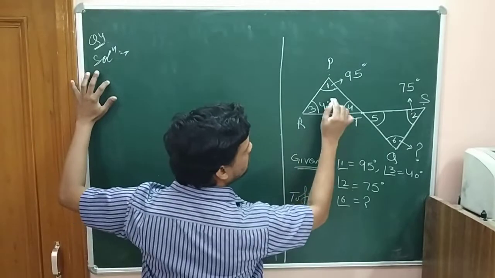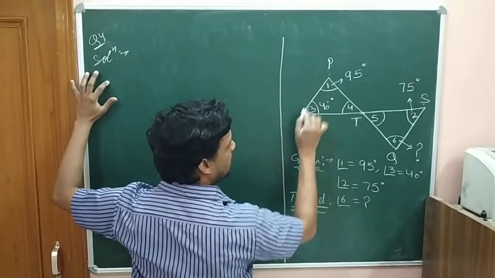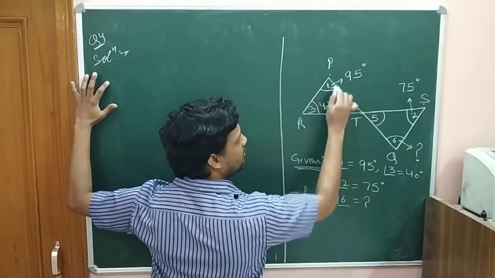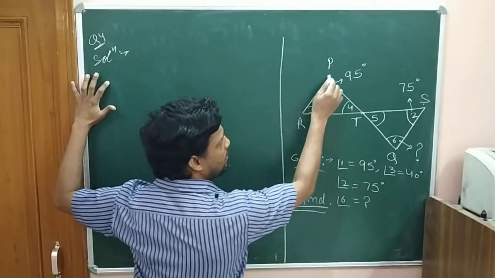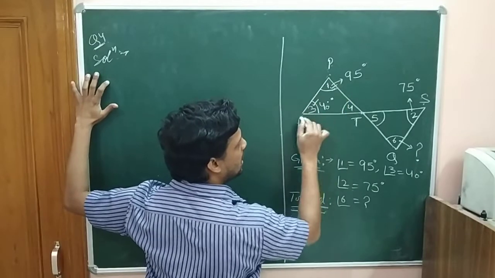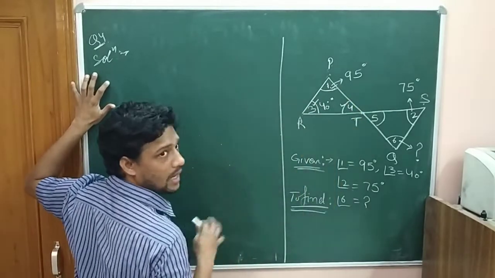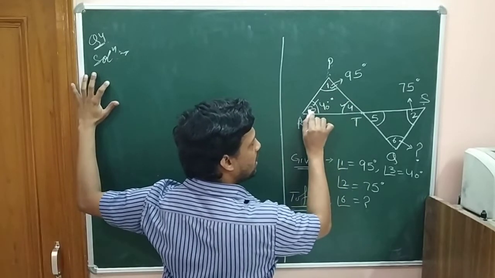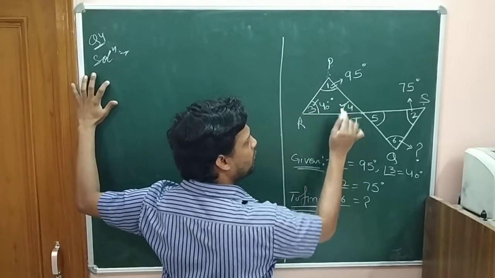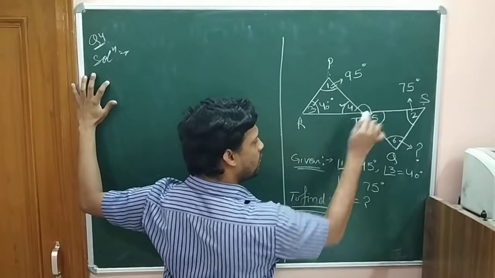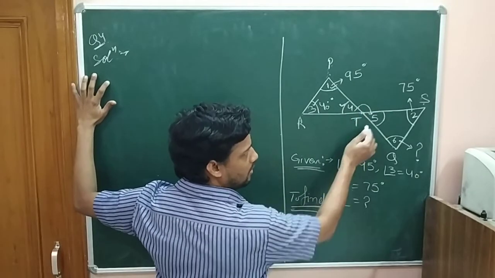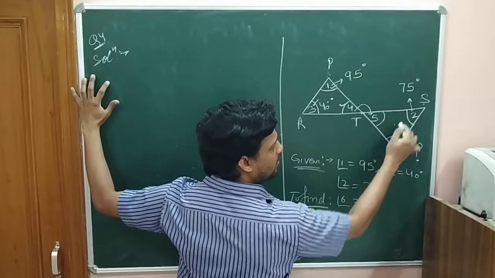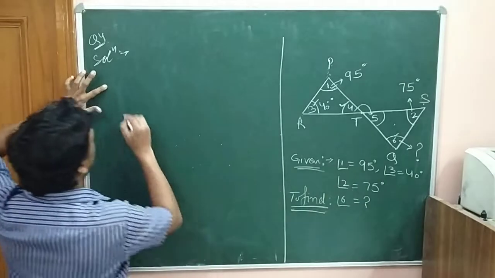First of all, use this triangle PRT. In triangle PRT, students, two angles are already given. Angle 1 is given, angle 3 is given. So by applying the angle sum property on this triangle PRT, you can find angle 4. I am just telling you the procedure. Angle 4 equals angle 5, vertically opposite angles. Now you get the value of angle 5. Now in this triangle, these two angles are already given, so you can find angle 6.